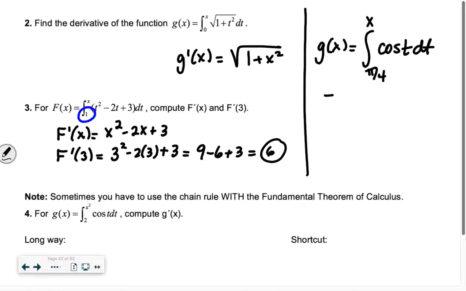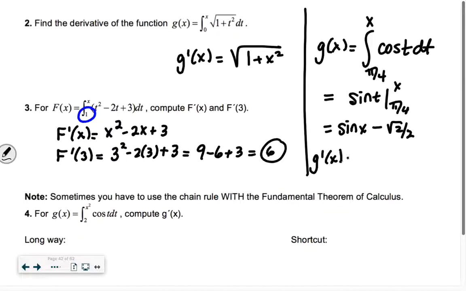Okay, so if I went the long way, I would integrate cosine and I'd get sine. And sine would go from pi over 4 to x, which means I'd have sine of x minus sine of pi over 4, which is root 2 over 2. So then if I wanted to take the derivative of sine, well, that goes back to cosine. So it's going to be cosine of x, and the derivative of the second part is always 0 because that was a number. Okay, so as long as you have a number down here, the second part will always go away. It will be 0.